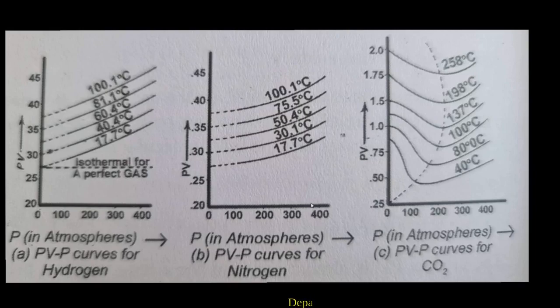There is a sag. The sag in the curve is more at a low temperature, and the sag is no more at the higher temperature. So this is the study of PV for nitrogen gas. Now again, study it with carbon dioxide.